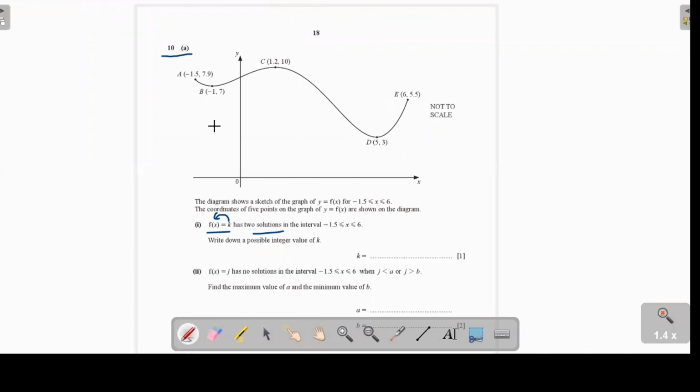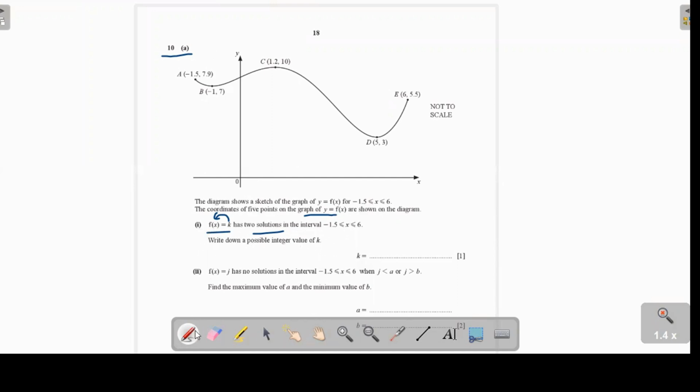Question 10 part A. The diagram shows a graph for this interval. The coordinates of 5 points on the graph y equal to f of x are shown in the diagram. The equation f of x equal to k has two solutions in the interval x greater than minus 1.5 to 6. Write a possible value of k.